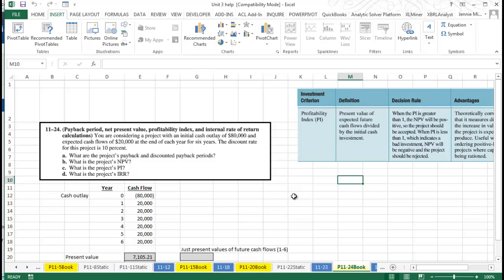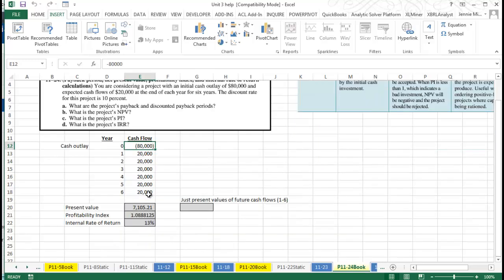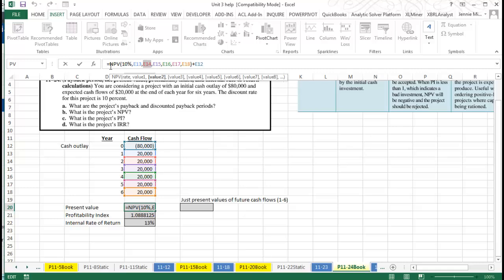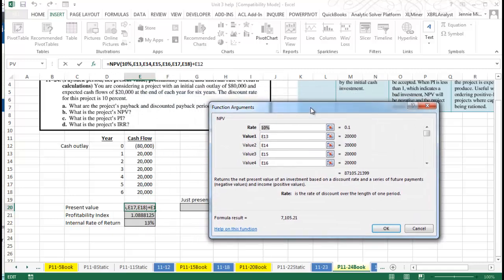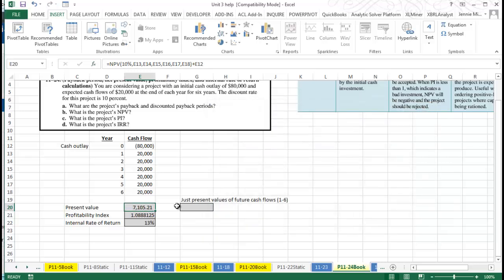And so I'm kind of surprised that this problem doesn't have two projects, but it doesn't. So we'll go through it so you can see how to work it. The first thing that I've done here is actually just work the present value of this. It's no different from what we've done before. I put in the 10% rate, and then I've put in all the values. And we come up with a positive present value of 7105.